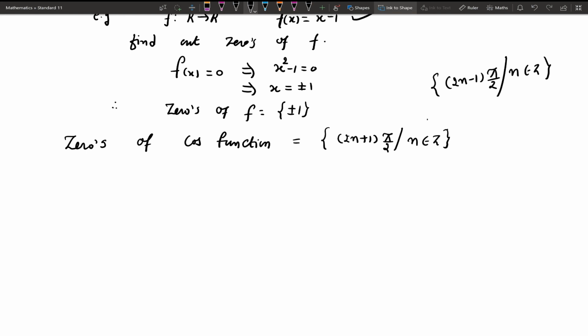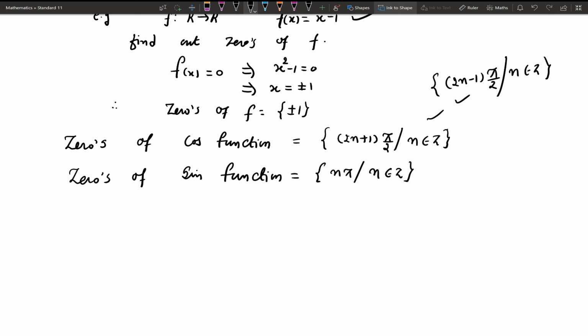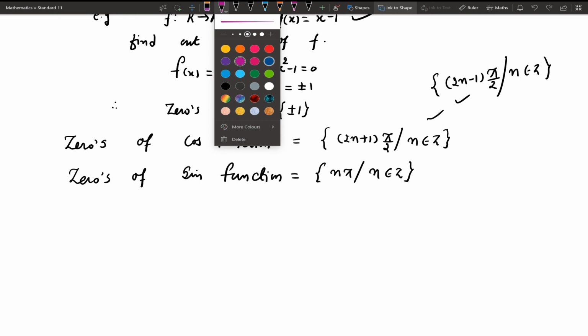When you list them, both the sets will be identical. So whether you write (2n plus 1) into pi by 2 or (2n minus 1) into pi by 2, both sets are the same for n belongs to Z. So zeros of the cos function are (2n plus 1) into pi by 2 where n belongs to Z, and zeros of the sine function are n pi where n belongs to Z.